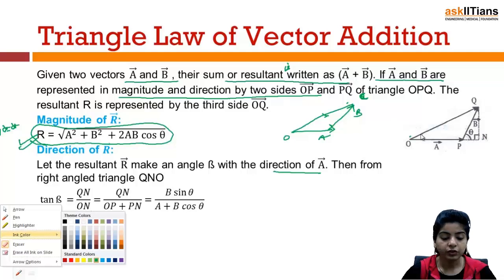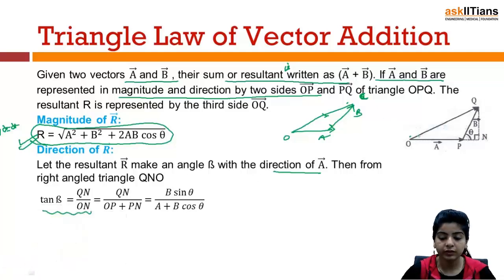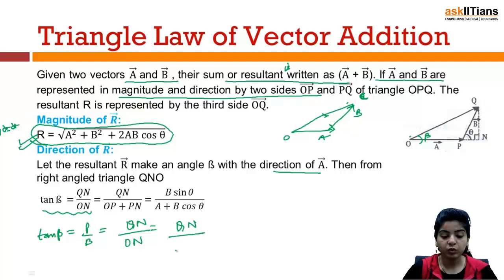From the right angled triangle QNO, if I take this to be beta, then tan beta, tan is perpendicular upon base, so I'll get QN upon ON. Now QN, if I take as it is, ON can again be split up into OP plus PN. So I get ON as OP plus PN. Now this is my QN.